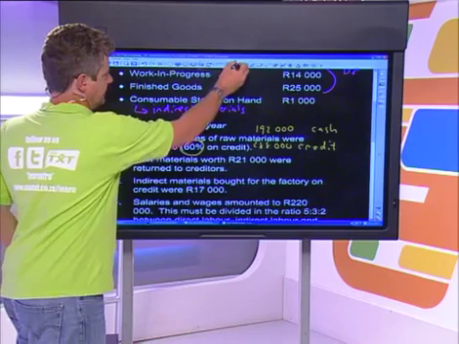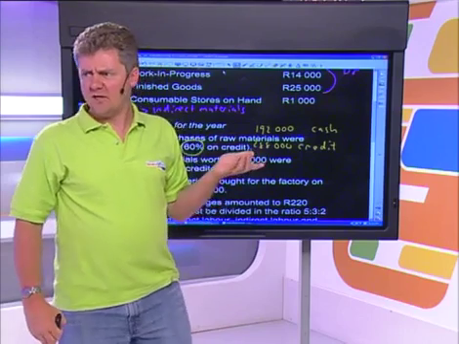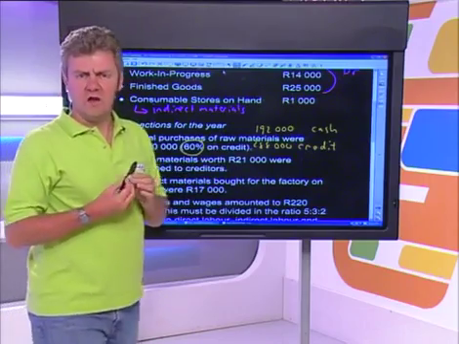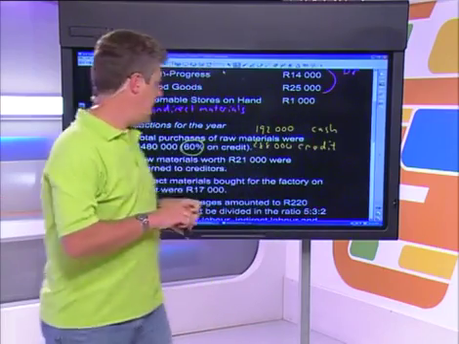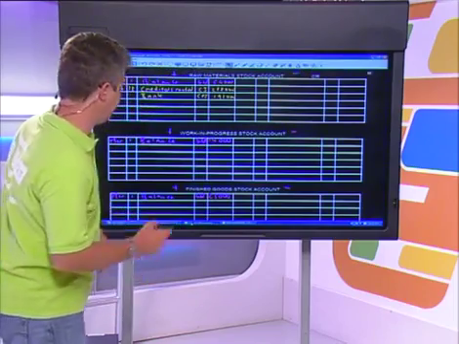Next item says that raw materials worth 21,000 Rand were returned to creditors. Tebogo, if I return something to somebody, do I still have it? No. So I'm going to have to subtract it from my stock account, right? So I'm going to take this 21,000. We know that my stock account goes up on the debit side, so obviously it's got to go down on the credit side. And we've got to put 21,000 on the credit side.